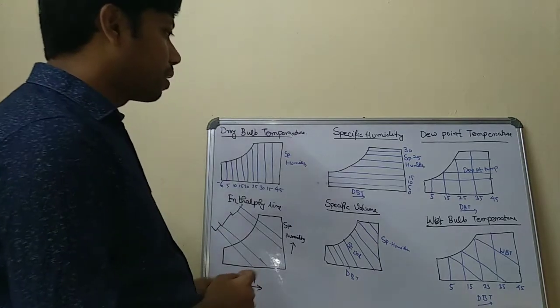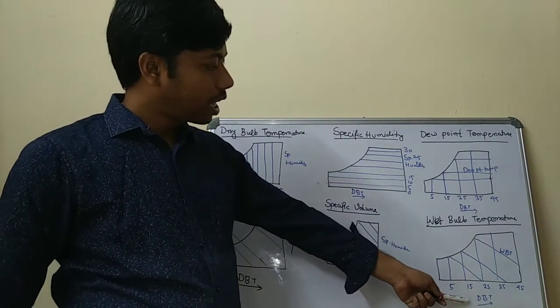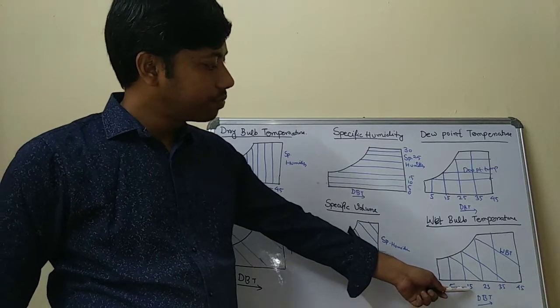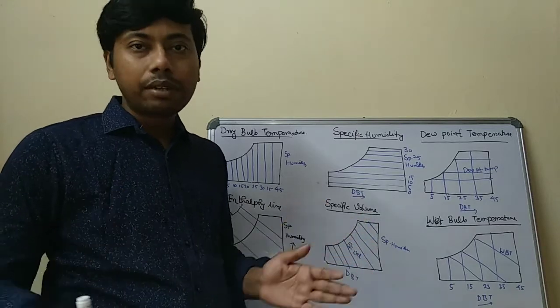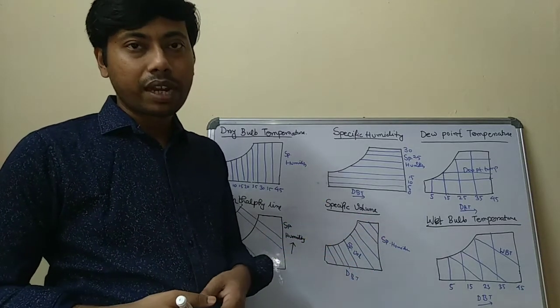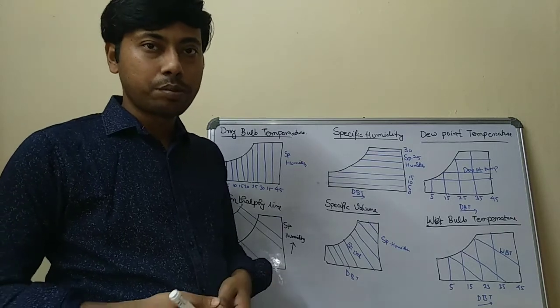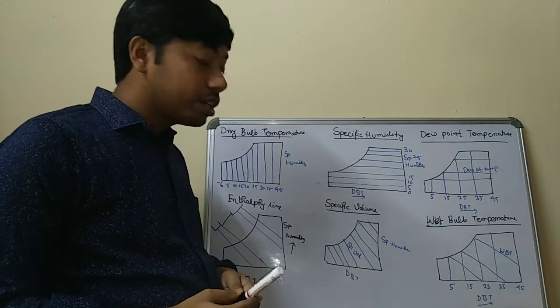Now the wet bulb temperature. This is your dry bulb temperature; you know it's at 5, 15, 25, 35, 45, because the dry bulb temperature basically varies from about -6 or -10 degrees Celsius up to 45 to 50 degrees Celsius. Okay, now how do we define the wet bulb temperature?